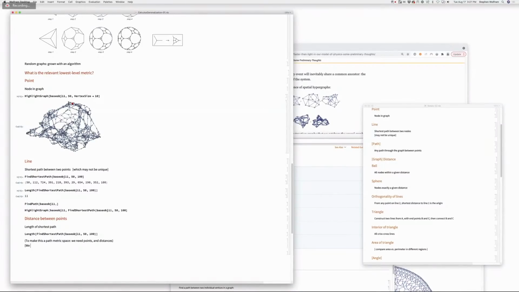Okay, so let me understand that for a second. You're saying we are implicitly assuming that the distance between adjacent points is 1 unit.